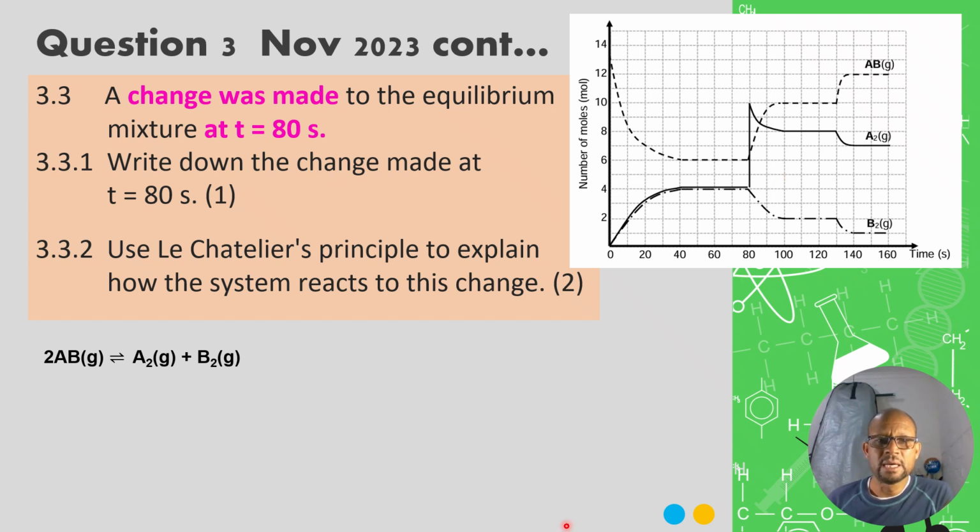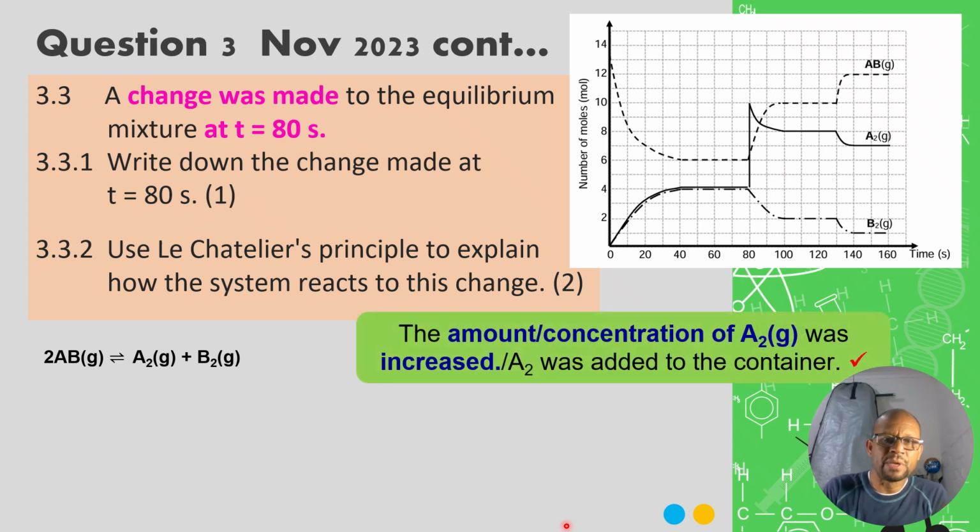Okay, so let's see what they say. The answer here is the amount, we're referring to the number of moles, or the concentration of A2 was increased. Now, very important here, they want to know, write down the change made. So don't say that the change was only in A. Be specific in what type of change. And we can see from the graph, it was an increase and not a decrease. So say that an increase in the concentration of A2 is what happened.